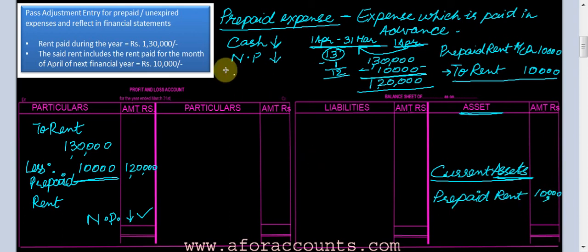A small formula to remember the above two entries, outstanding and prepaid, is, see, this is the expense. How do you present it in P&L account? This is your expense. Add outstanding. Always add outstanding, less prepaid. Add outstanding less prepaid.